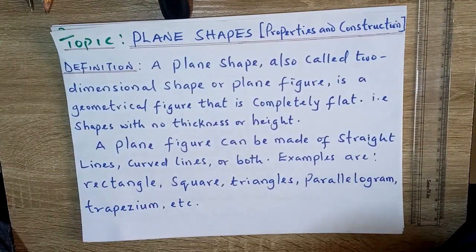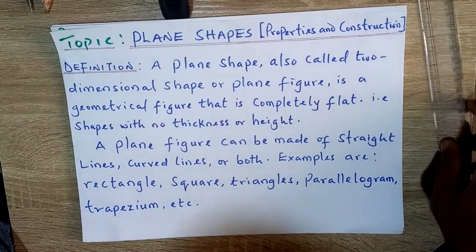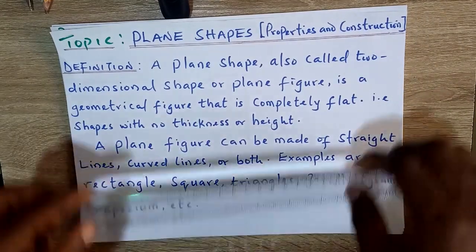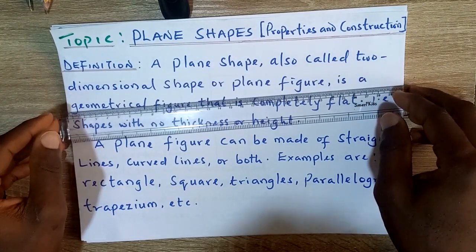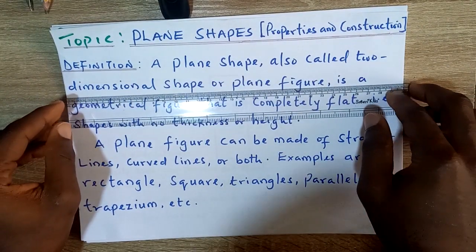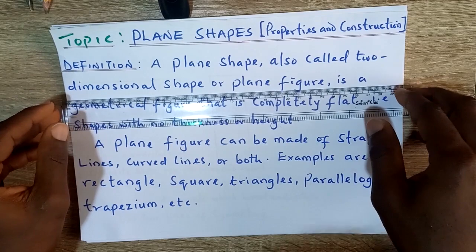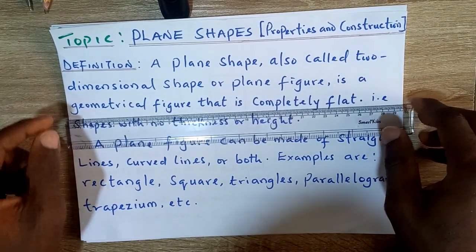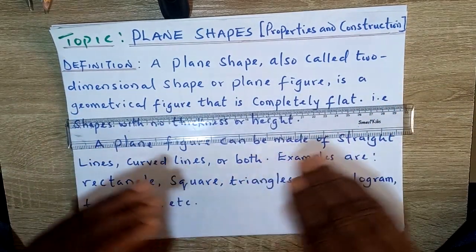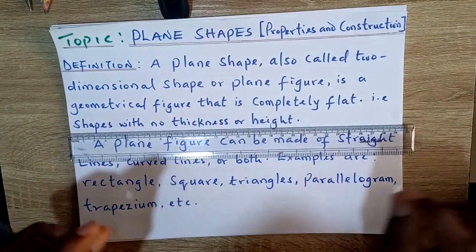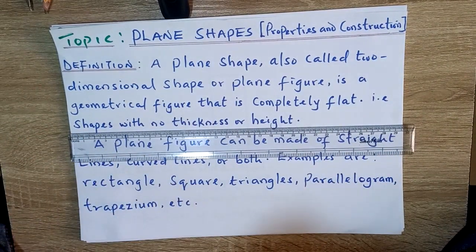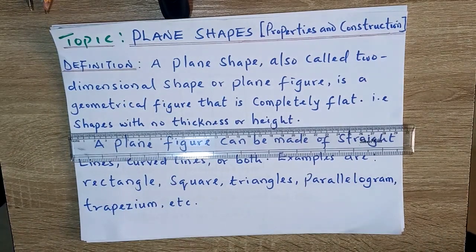So let's start with the definition of a plane shape. We have that a plane shape, which is also called a two-dimensional shape, or plane figure, is a geometrical figure that is completely flat, that is, shapes with no thickness or height. So plane shapes are generally shapes that are flat without any height or thickness.